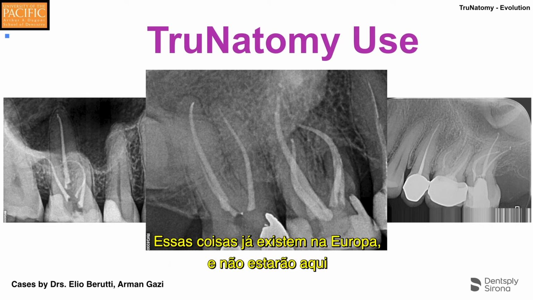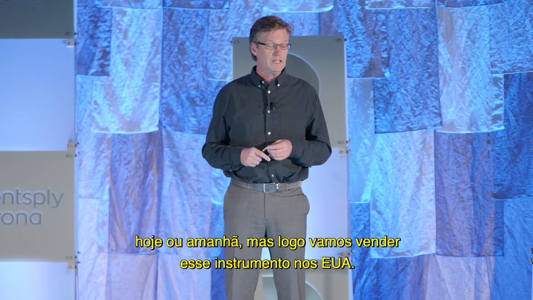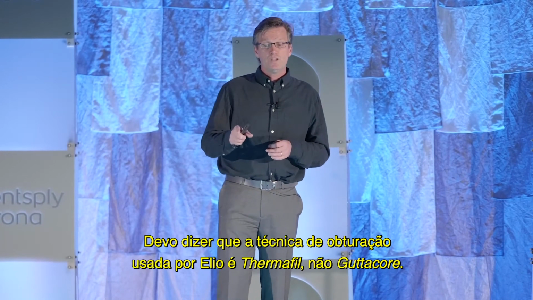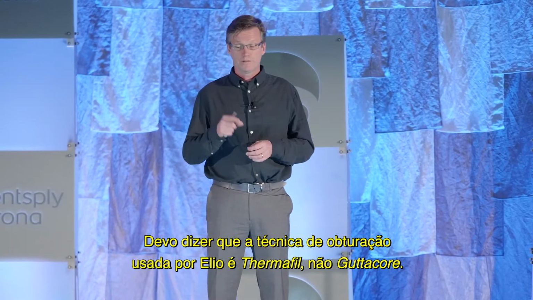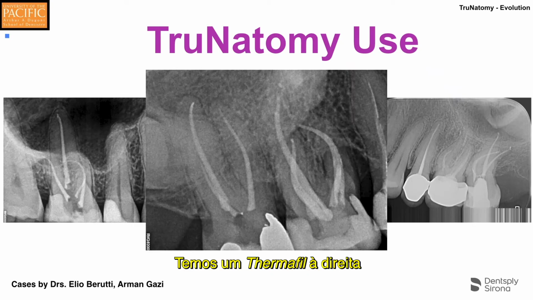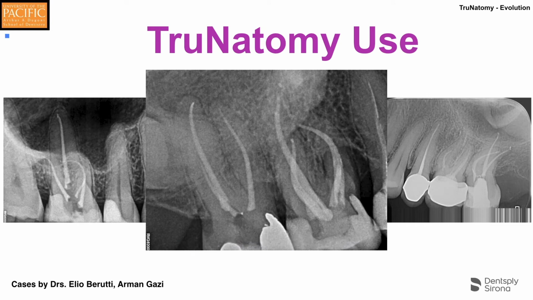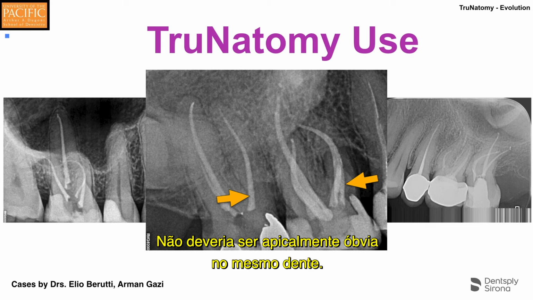So these things are out in Europe already. They are not going to be out this day or tomorrow here, but very soon we will sell this instrument in the US. I should say the obturation technique that Elio uses is Thermafil, not GuttaCore. This is the Thermafil carrier on the case on the right, and warm vertical compaction is on the left and in the center. The dimension change is obvious. Coronally, it shouldn't be obvious in the same tooth, apically.